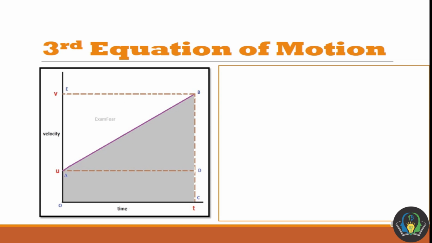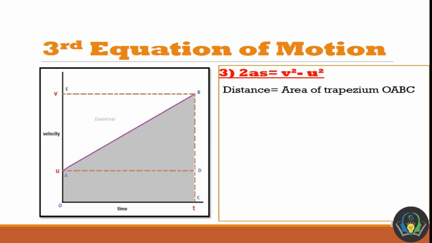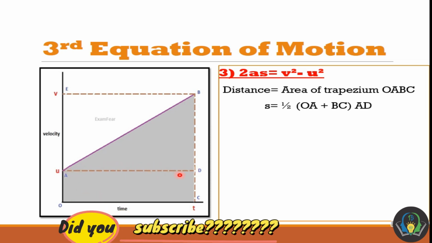Now coming on to the third equation of motion. The third equation of motion is 2as equals to v square minus u square. So the distance present in the whole of this shaded portion, which we had divided into one triangle and one rectangle in the previous equation. But this time we shall consider the whole thing as a trapezium. And what will be the name of the trapezium? O over here, A, B, C. So how will we find the area of trapezium? Well, this is basic. 1 by 2 (OA plus BC). That means this is OA, this is the whole BC, the parallel sides of the trapezium will be added, and it will be multiplied with AD. That is the height. This is the AD, height of trapezium.